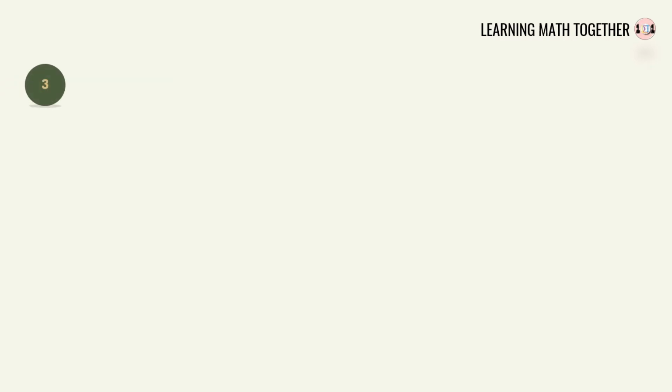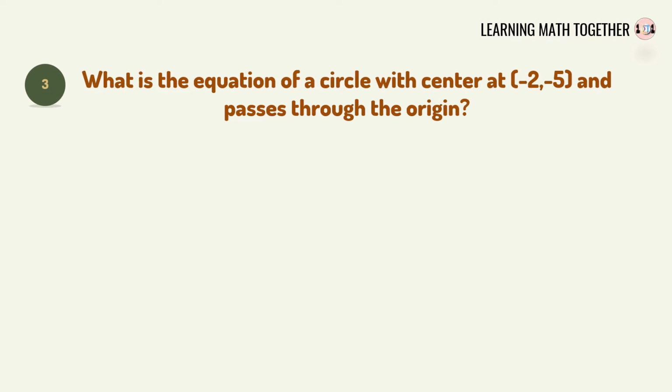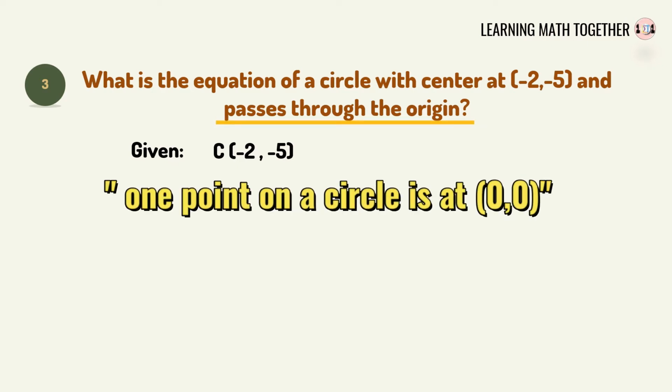Now let us move on to the third example. What is the equation of a circle with center at (-2, -5) and passes through the origin? So this question is similar to question number 2, but we will solve for this. Let's have the given. We have the center at (-2, -5), and when you say it passes through the origin, it means there is a point on the circle at the origin. And when we say origin, it has the coordinates (0, 0).